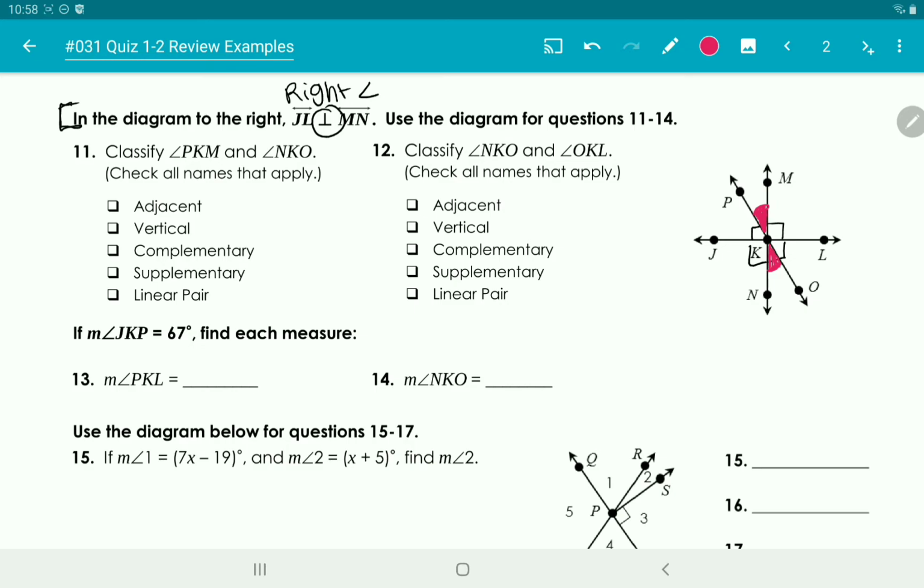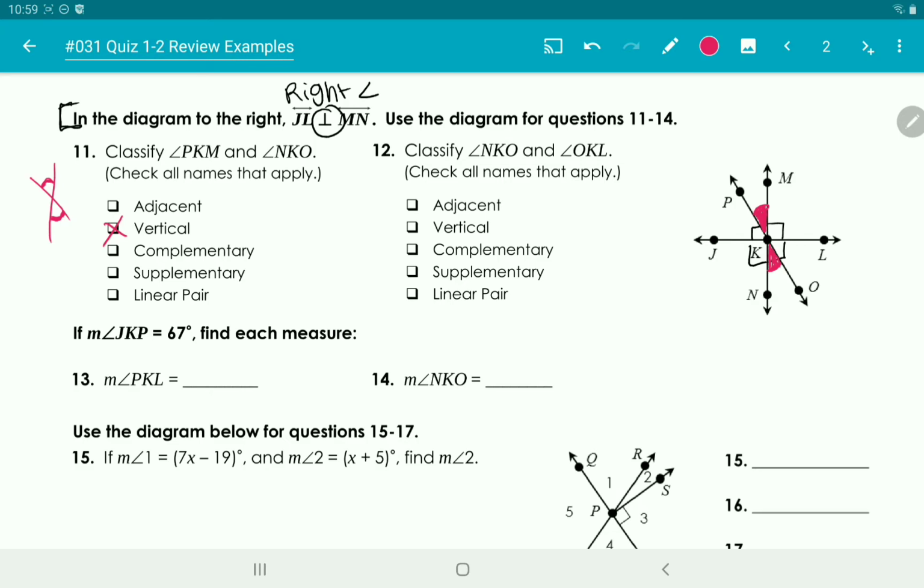So adjacent means that they share a ray, and so one of their sides is the same. They don't share any of their sides, and they're not right next to each other, so it's not adjacent. Vertical means they're directly across each other at the vertex. They are directly across each other at the vertex, so they are vertical. This is what vertical angles look like. So anytime you have something like this, and you're looking at angles across from each other, they're vertical angles.